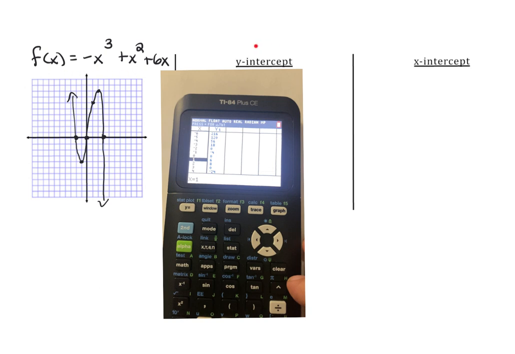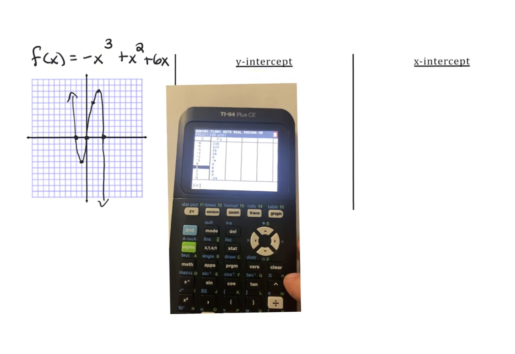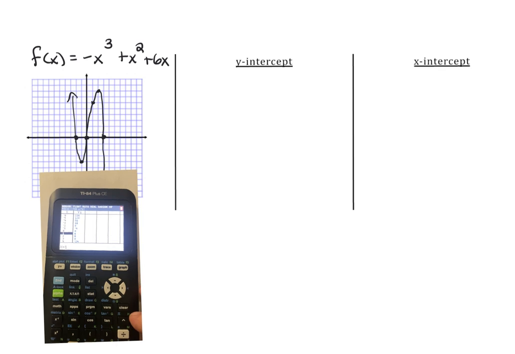But now I want to talk about y-intercepts and x-intercepts. Well, if you have the graph, you can clearly see where it crosses the x-axis and where it crosses the y-axis. But what I want to do is talk about how to find x and y intercepts without the calculator.